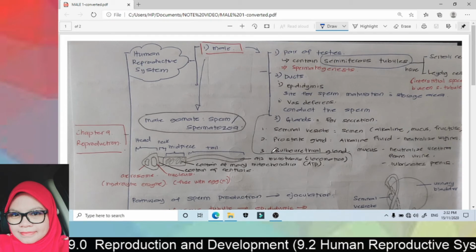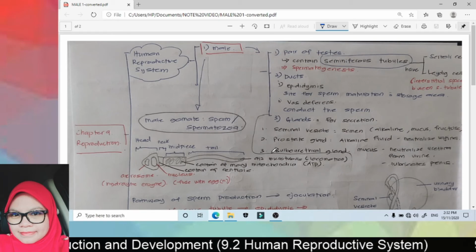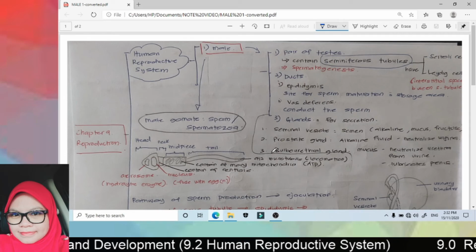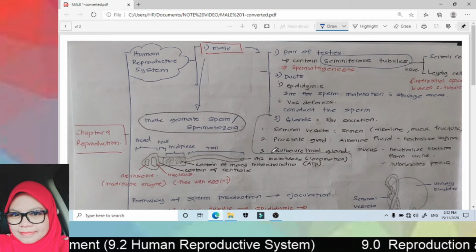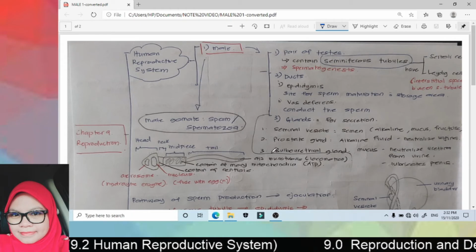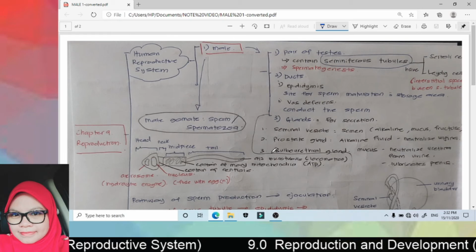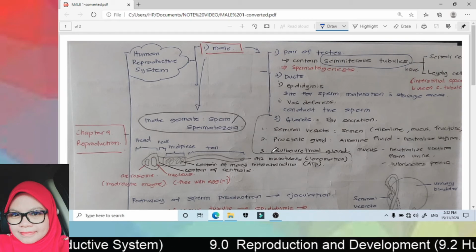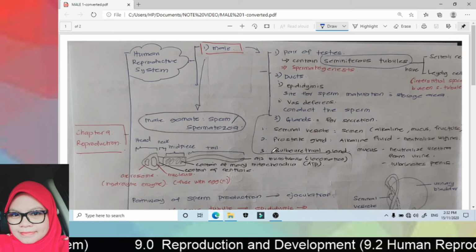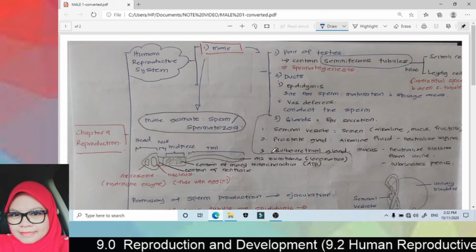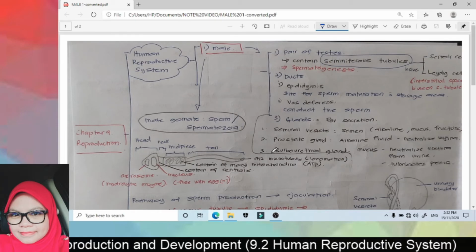So in this video, we're going to focus on male, okay? The first thing is their reproductive system, the male reproductive system. And then their gamete structure, meaning the sperm structure. And then the spermatogenesis process, the process of producing sperm. And the last one is the role of hormones in spermatogenesis. Okay, let's start with the male reproductive system.